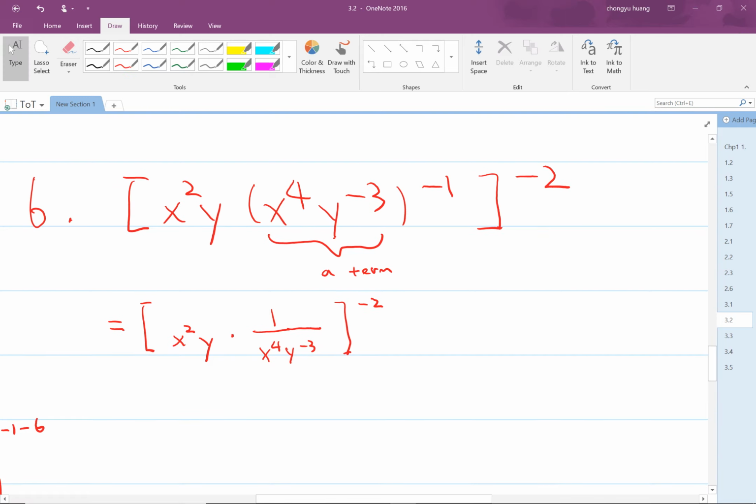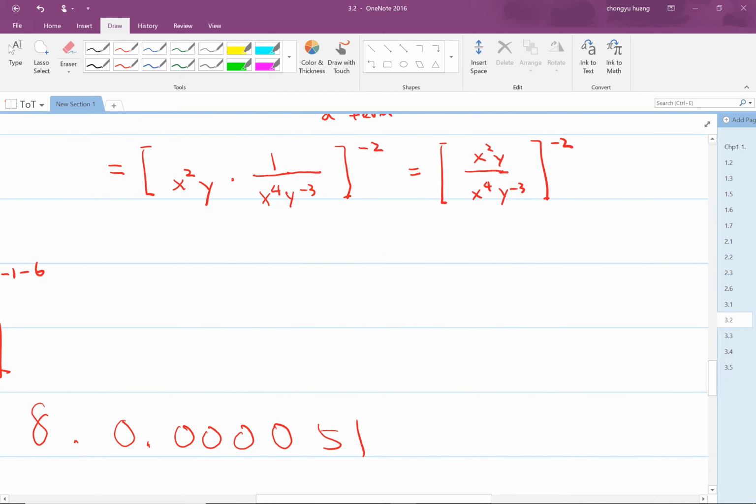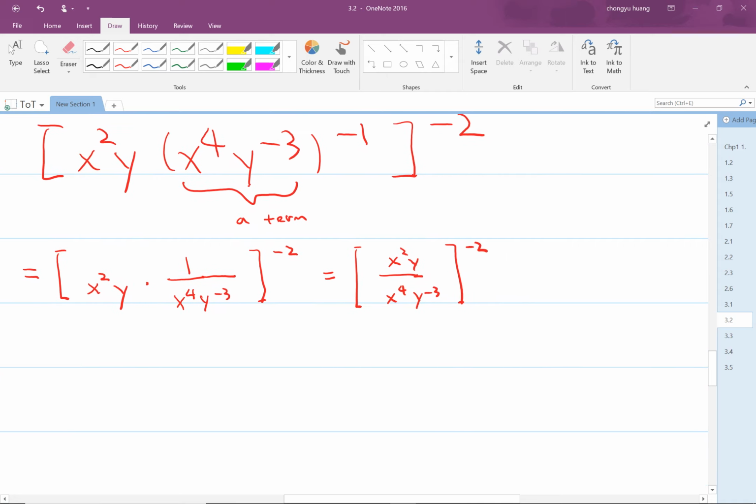Over here, you have to simplify the thing inside first. Let me show you the details. You put x to the power 2, y on the top, and the bottom is simply x to the power 4, y to the power negative 3, and then you have everything to the power negative 2. Now you have to simplify a little bit more. At this point, you should be able to do it without showing the steps.